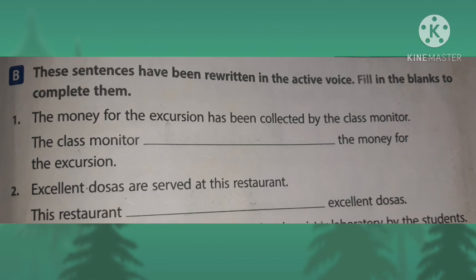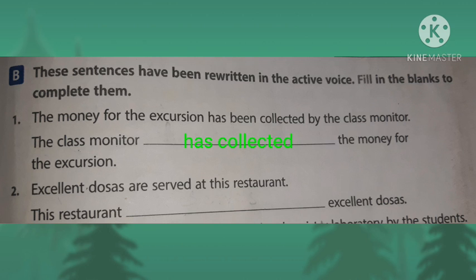The subject and the object are already mentioned here. Then we have to use the verb according to the tense. Which tense is it? It is present perfect tense. So the answer is: The class monitor has collected the money for the excursion.